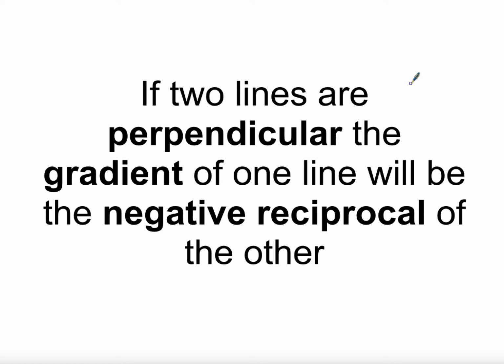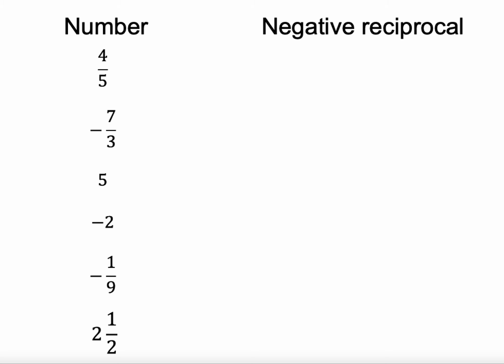Okay, so today we're going to have a look at perpendicular lines, following on from parallel lines last time. So remember, first of all, perpendicular means at right angles to. So here's the fact that we need to answer these questions today. If two lines are perpendicular, then the gradient of one line will be the negative reciprocal of the other. So first of all, we're going to do some practice on this negative reciprocal concept.